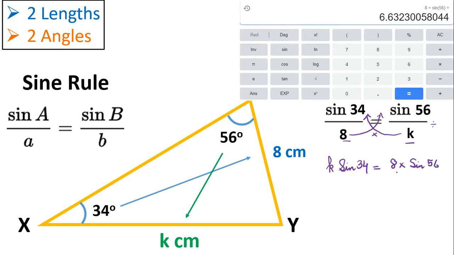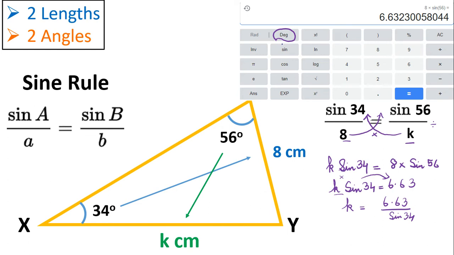Now, if I put that in my calculator, make sure that your calculator is set on degrees. If I write down 8 times sine 56, I have 6.63. So k sine 34 equals 6.63. Because I have to find my k centimeters, the length, I have to take the sine 34 to the other side. What happens when sine 34 goes to the other side? This k is in multiplication with the sine 34, so if sine 34 goes to the other side, it turns into division. So 6.63 divided by sine 34.